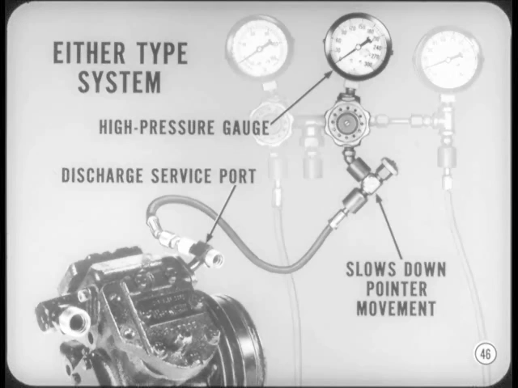Okay, but how can I remember which hose goes where? Well, in either type system, the high-pressure center gauge always connects to the discharge service port at the front of the compressor, so you shouldn't have trouble there. Incidentally, the lower valve under the center gauge is used to slow down pointer movement.